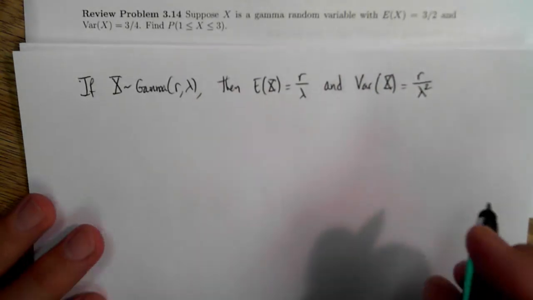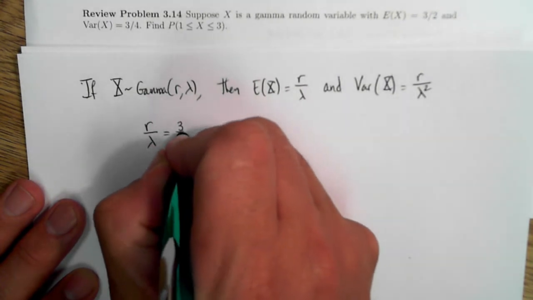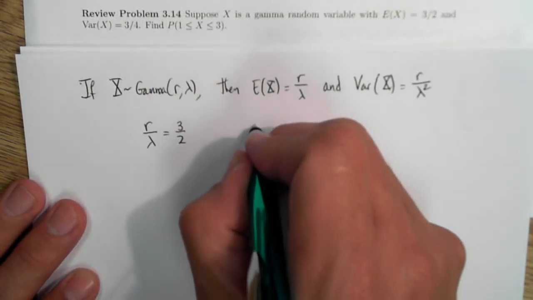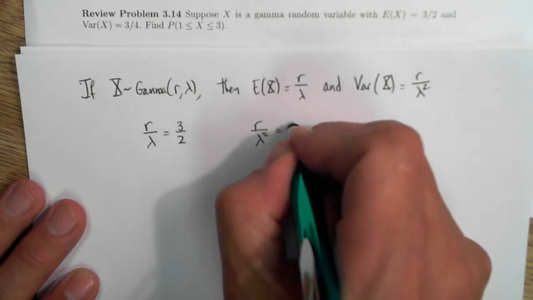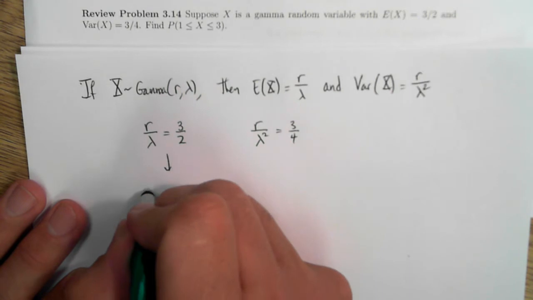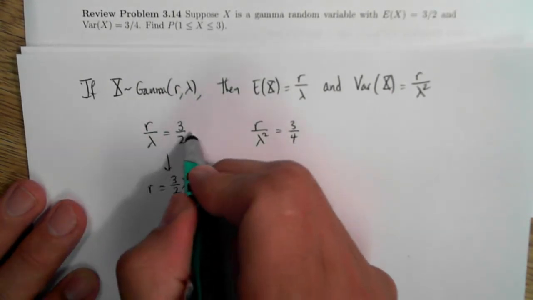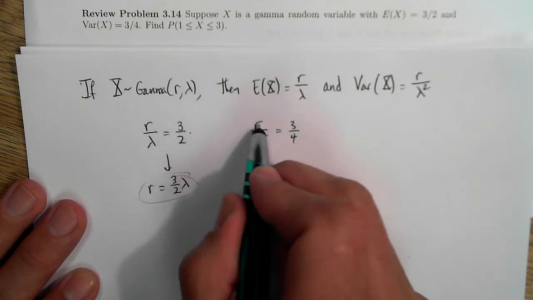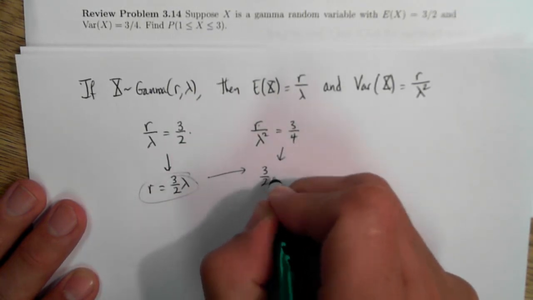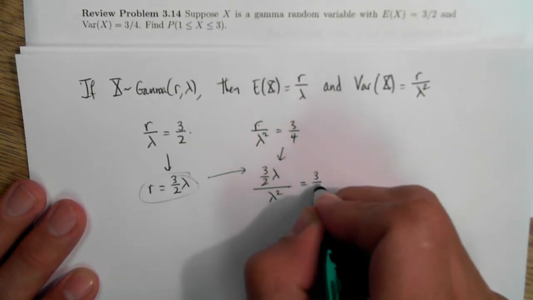So I've got a system of two equations and two unknowns. r over lambda is equal to 3/2, and also r over lambda squared is equal to 3/4. So just using the top equation, this means that r is equal to 3/2 lambda, multiplying by lambda. Now I'll plug this in, so these two equations become 3/2 lambda divided by lambda squared is equal to 3/4.